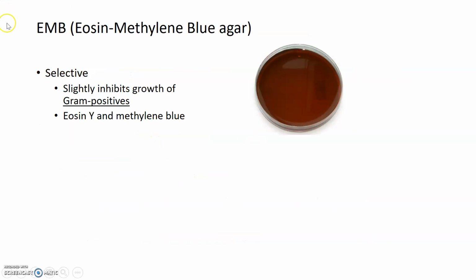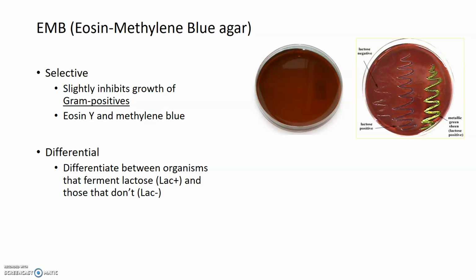And so the first type of media that I'm going to talk about in this lecture is EMB, or Eosin methylene blue agar. You can see it has this nice dark bluish purple color when it's uninoculated. And EMB is selective and inhibits the growth of gram-positive bacteria, selecting for gram-negatives. And EMB is also differential.